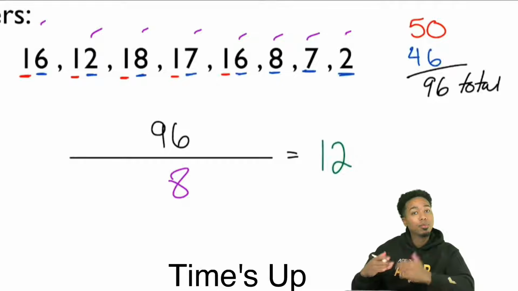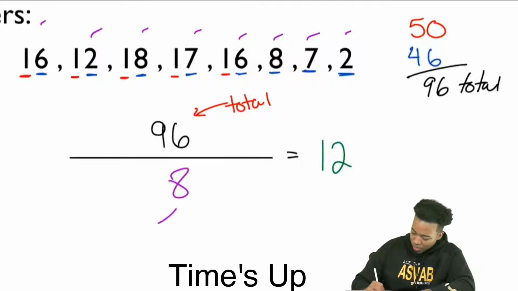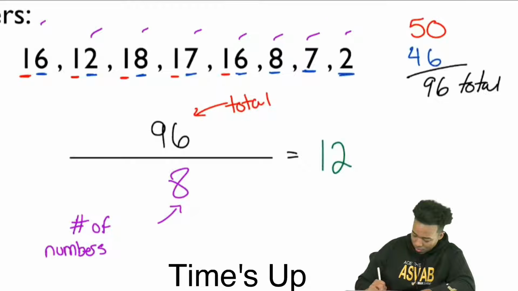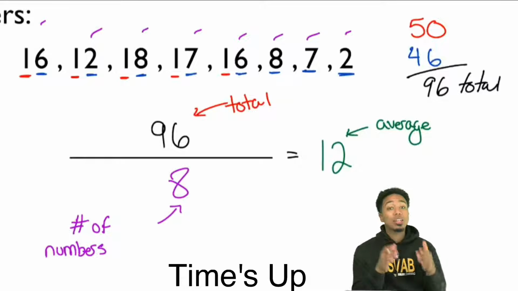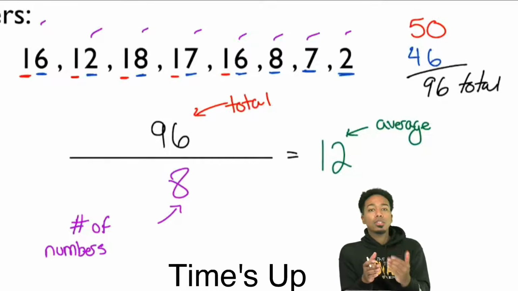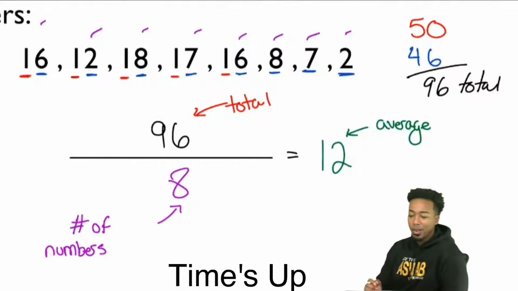So one more time, let me just mark everything here for you. You're going to write the total here. You're going to have the number of numbers down here. And then over here, you have your average. Again, just showing it to you straight up, because guess what? The very next slide, we're about to see our first example of working backwards. We're going to see that very first example.